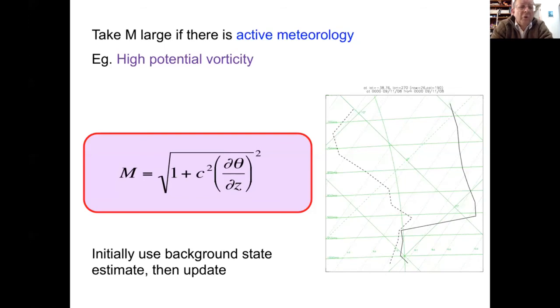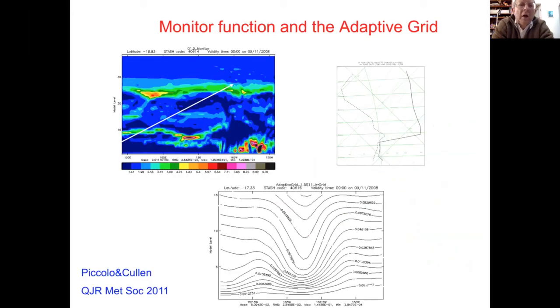And a typical monitor function we would use is then the square root of 1 plus c squared (d theta/dz) squared, which is basically the meteorological variable called the potential vorticity. So what we do is adjust the mesh to allow for a much finer mesh when computationally we find there is high potential vorticity. So let's show you how that works.